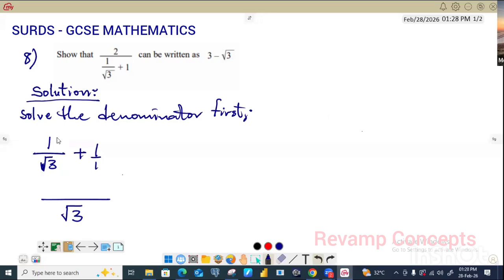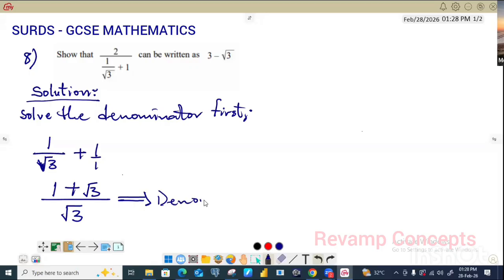Root 3 in root 3 is 1. 1 multiplied by 1 will give us 1, plus 1 in root 3 is root 3. Root 3 multiplied by 1 will give us root 3. So this is what the denominator becomes. This will be the solution to the denominator.